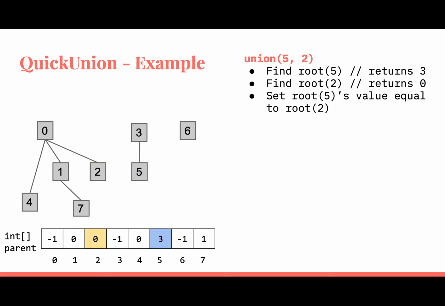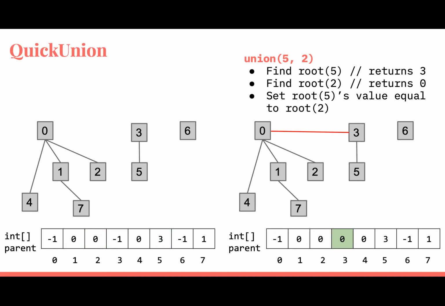And now that we have that, again, sticking with the convention that we want to attach the first argument to the second argument, we're going to set 5's value equal to 2's root. So taking a look at 3 right here, this is the parent of 5, and we're going to overwrite that with 0 because that is the parent of 2. Now taking a look at them side by side, here's what it looks like before and after.